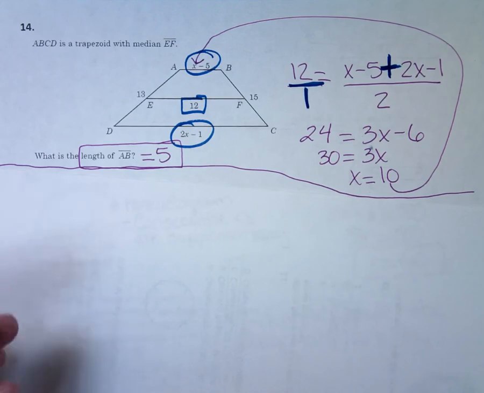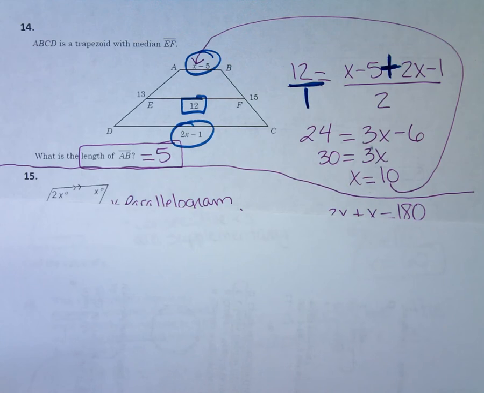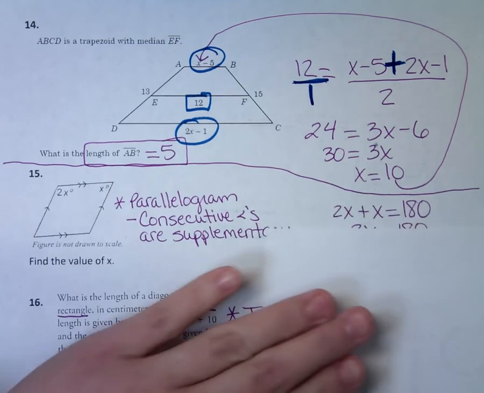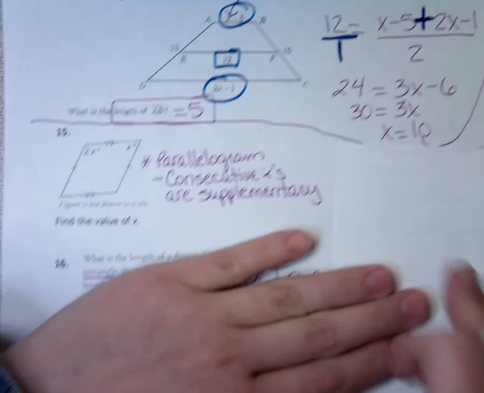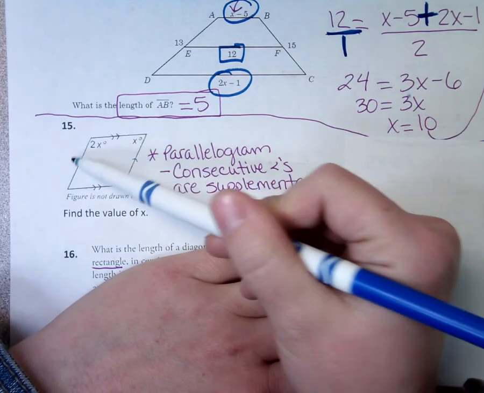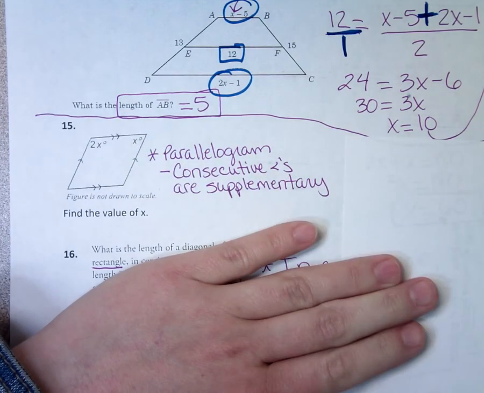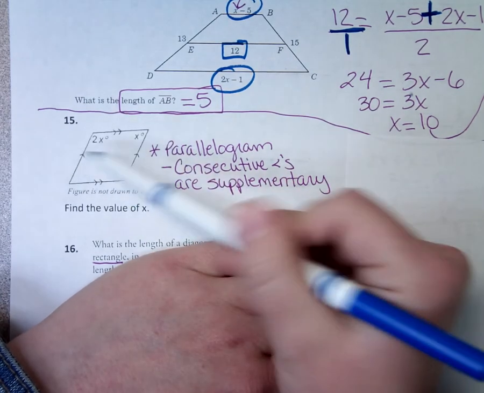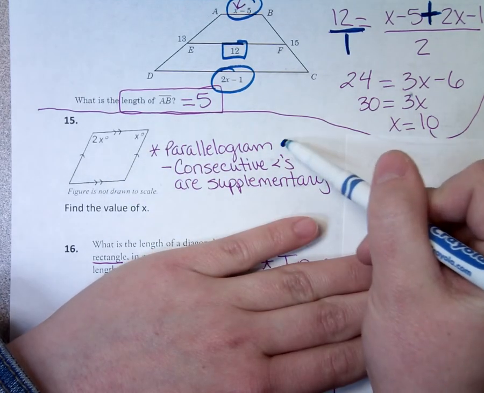So pretty easy, but it has been a little bit since we've done that. Okay, number 15. This is a parallelogram, and I know it's a parallelogram because the top and the bottom are parallel, and the 2 sides are parallel. So anytime you have 2 sets of parallel sides, that's called a parallelogram.